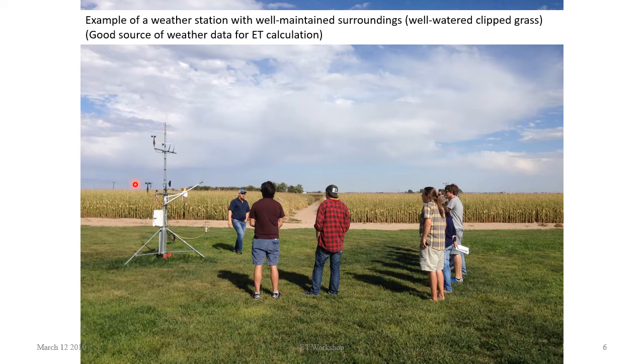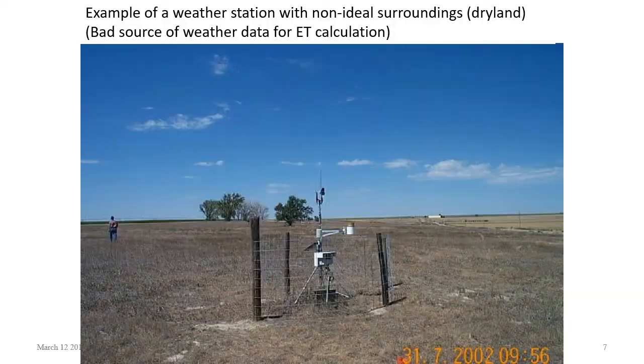This photo here shows a good source of weather data for evapotranspiration. This is a typical weather station having sensors for all those four components that were mentioned, plus also a precipitation or rain gauge to track the rainfall amount. This is a good source of weather data since the station is surrounded by well-watered clipped grass, which is the recommended surrounding around a weather station.